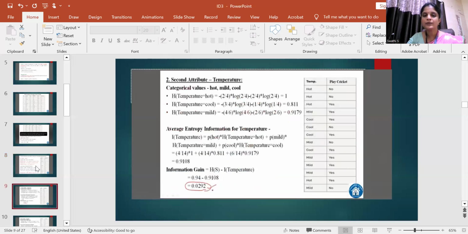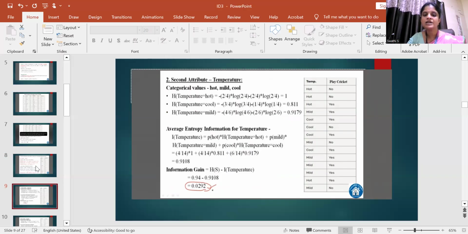So our second attribute is temperature. The categories of temperature are hot, mild and cool. So first you have to calculate the entropy for hot, cool and mild: 1, 0.811, 0.9179. So the average value is 0.9108.